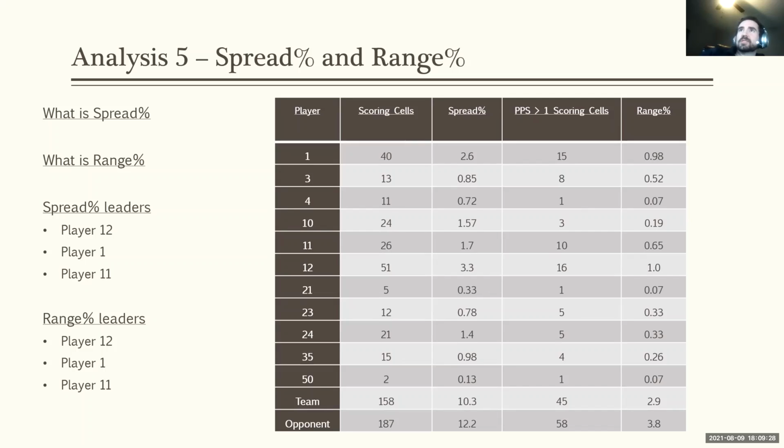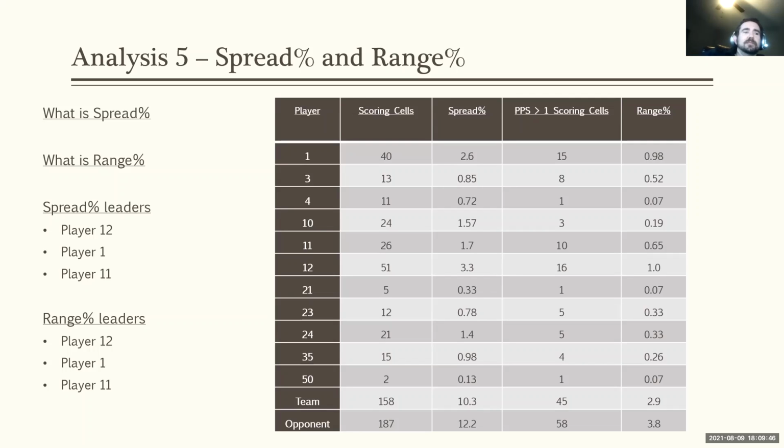Right? And then range percentage, you take those scoring cells, the spread percentage, and you find out how many of those cells they had over 1 point per shot. So, how many cells somebody's efficient in. So it gives you a wide breadth of this player's good at shooting from multiple locations on the court.